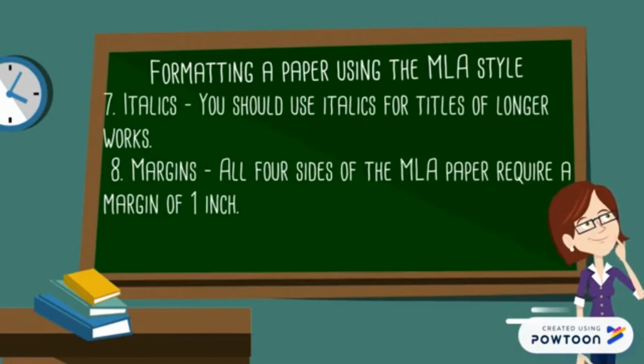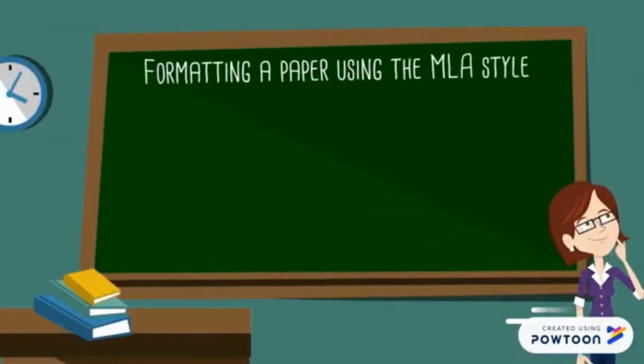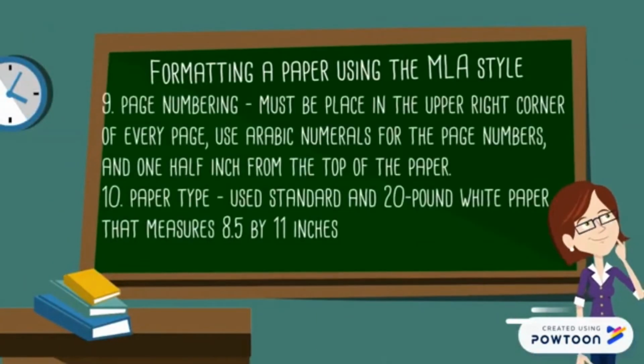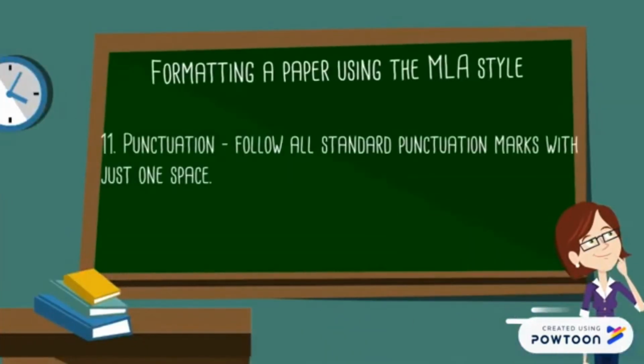Number 8. Margin. All 4 sides of the MLA paper require a margin of 1 inch each side. Number 9. Page numbering. Must be placed at the upper right corner of every page. Use Arabic numerals for the page numbers, and place them 1/2 inch from the top of the paper. Number 10. Paper type. Use standard 20-pound white paper that measures 8.5 by 11 inches. Number 11. Punctuation. Follow all standard punctuation marks with just 1 space.